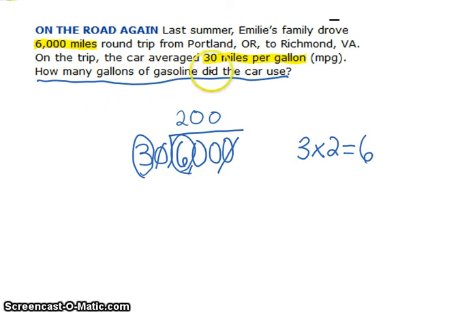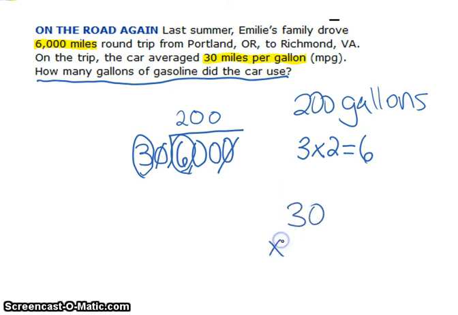So how many gallons of gasoline did the car use? We think that they used 200 gallons, and we can check our answer by multiplying. If we multiply 30 times 200, we get 1, 2, 3 zeros, and 2 times 3 is 6, and that equals the number we divided originally. So 200 gallons is correct for our answer.